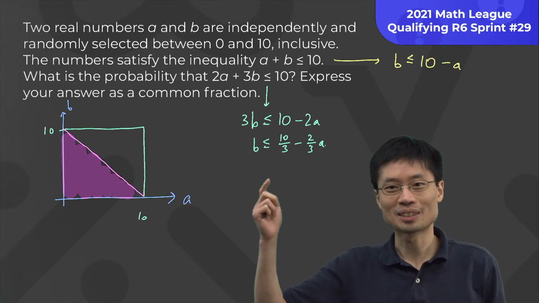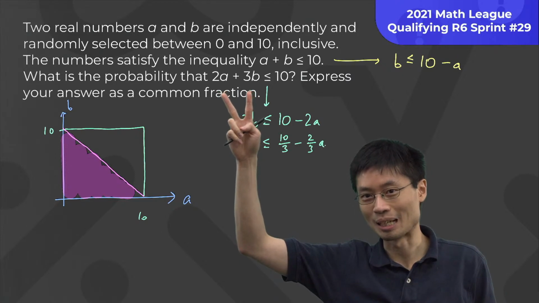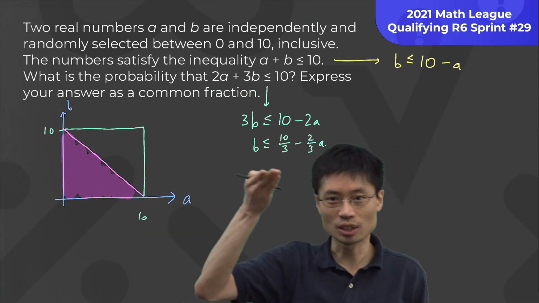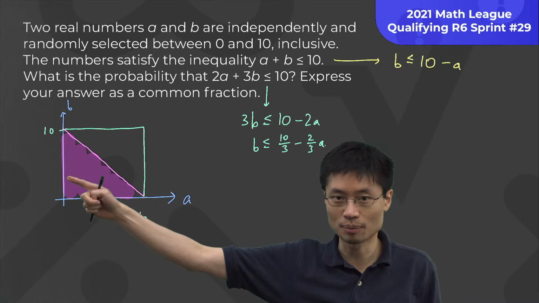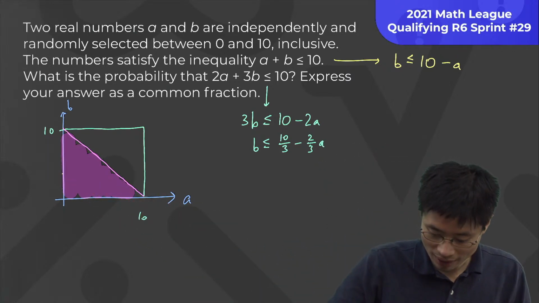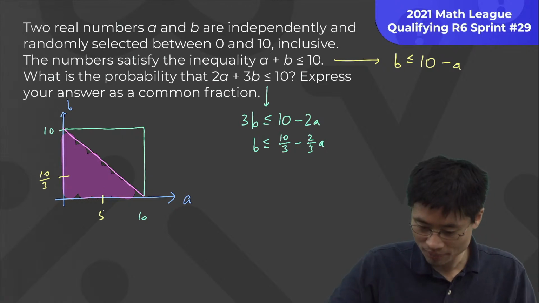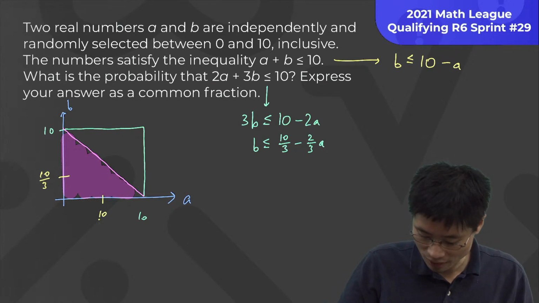Let me tell you something neat. You can use this to find the two intercepts. This is going to be a line with a negative slope. It's going to start from here and go down. I'll tell you what it is first, and then we'll see how we could have gotten that more easily. This is 10 over 3, which is 1/3 of the way up. And this is going to be 10 over 2, aka 5.